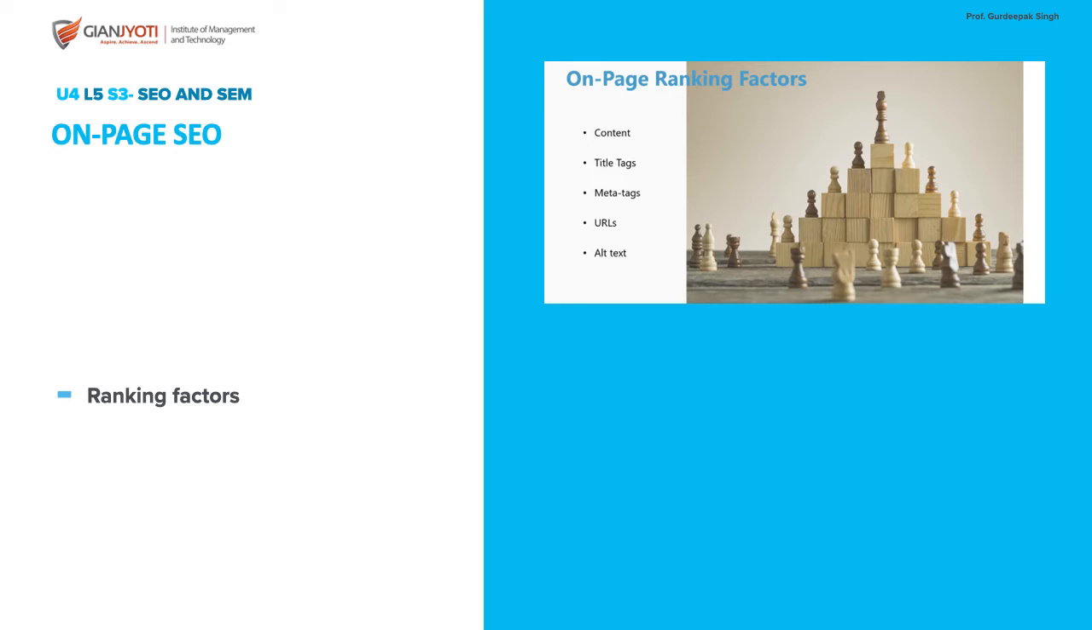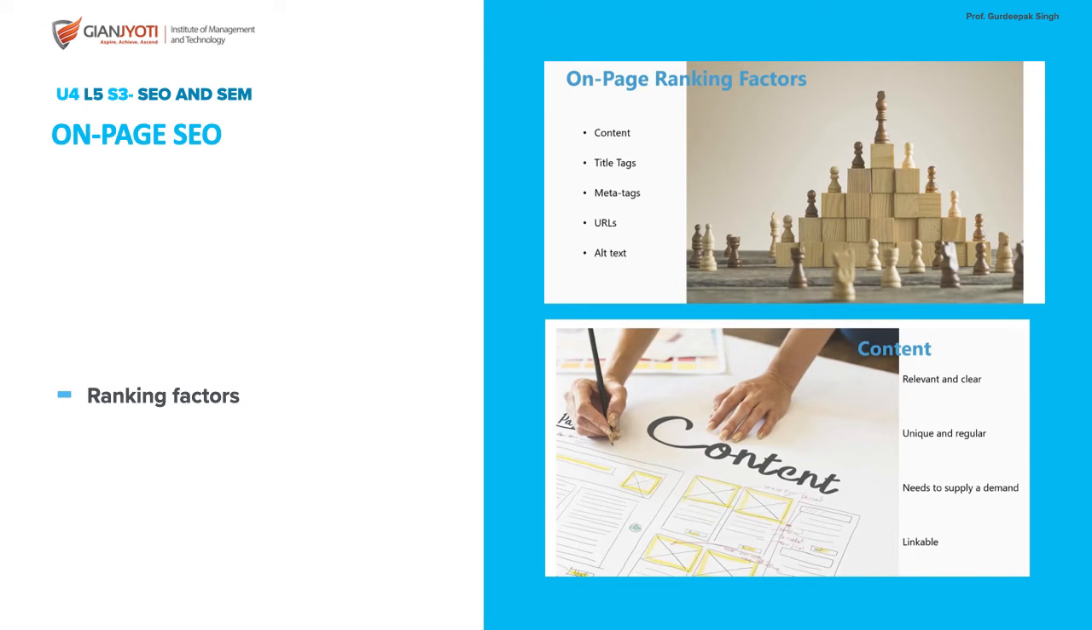text, alternative text. So when we talk about the content, your content has to be very relevant and clear, because Google will only accept that if you are working on the Google search engine, or if you are using some other search engine, it can be Bing or any other. So content is very important. It has to be unique and regular, and needs to supply demand. And it should be linkable. It should be able to link to other web links on the internet.